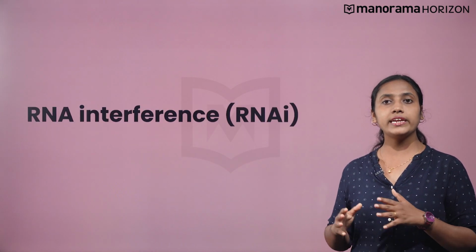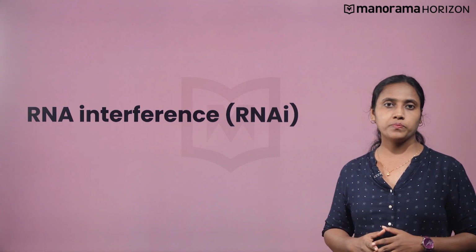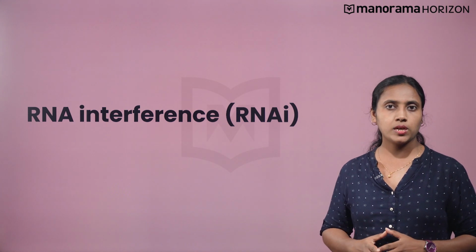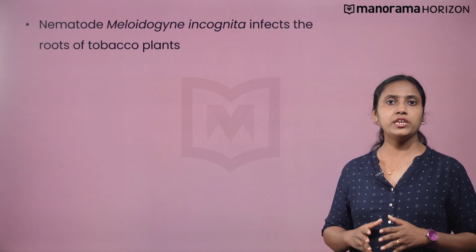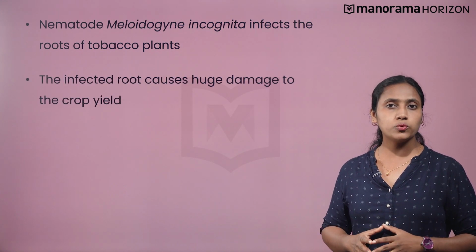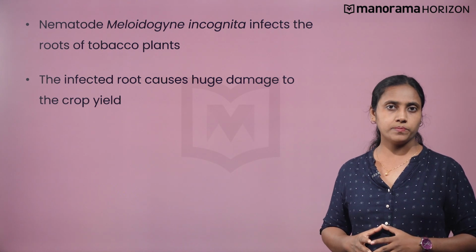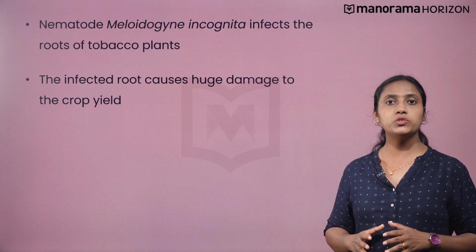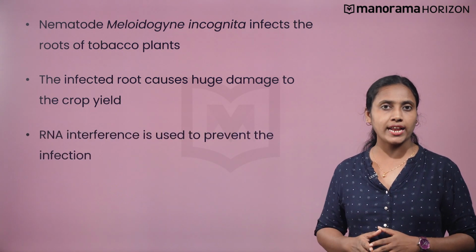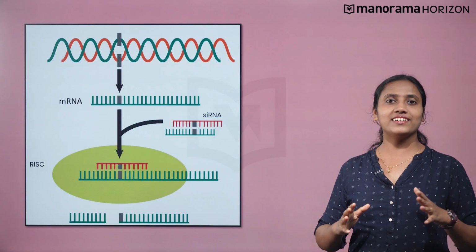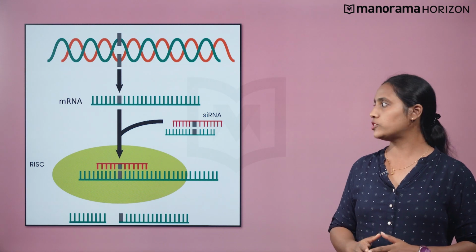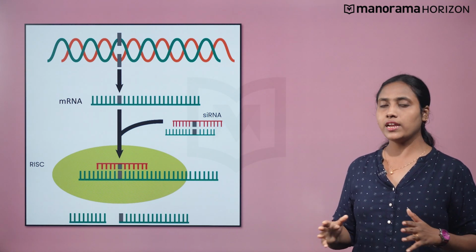Let's now see the RNA interference method to resist pests. We know that a number of parasitic nematodes attack plants and animals. One such nematode is Meloidogyne incognita, which infects the roots of tobacco plants. The infected roots cause a huge decrease in the crop yield. The process of RNA interference is used to prevent the infection. RNA interference is seen in eukaryotic organisms as a cellular defense. Here, a complementary strand of double-stranded RNA binds with a specific site of mRNA, silencing the mRNA.